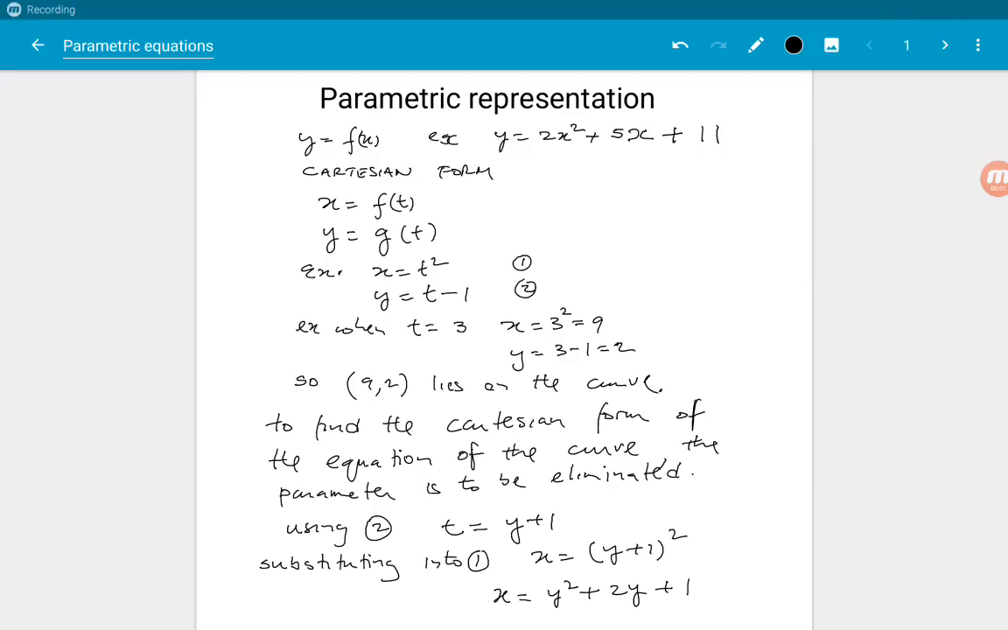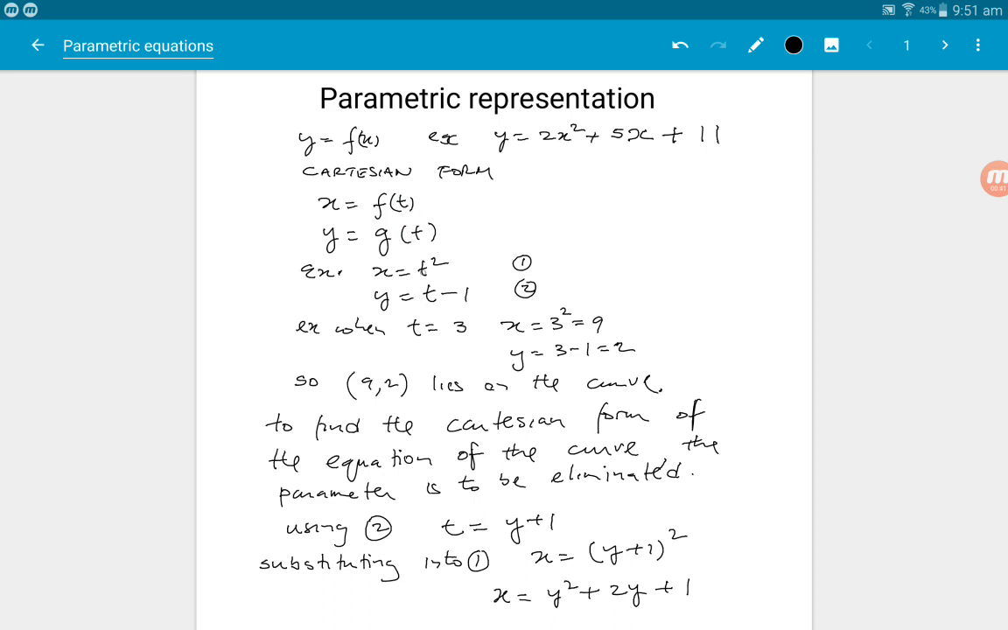Hello. A relationship between two variables, say x and y, if it is given in this form, y equal f of x, for example, this quadratic equation, y equal to x squared plus 5x plus 11, is said to be in Cartesian form. However, it may sometimes be convenient to express the relationship between x and y through the use of a third variable called a parameter.